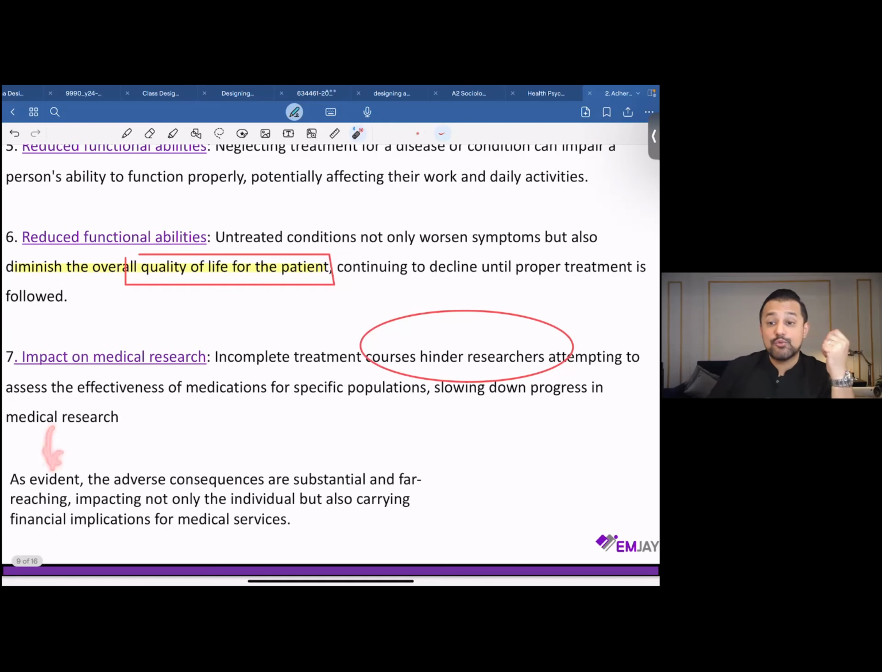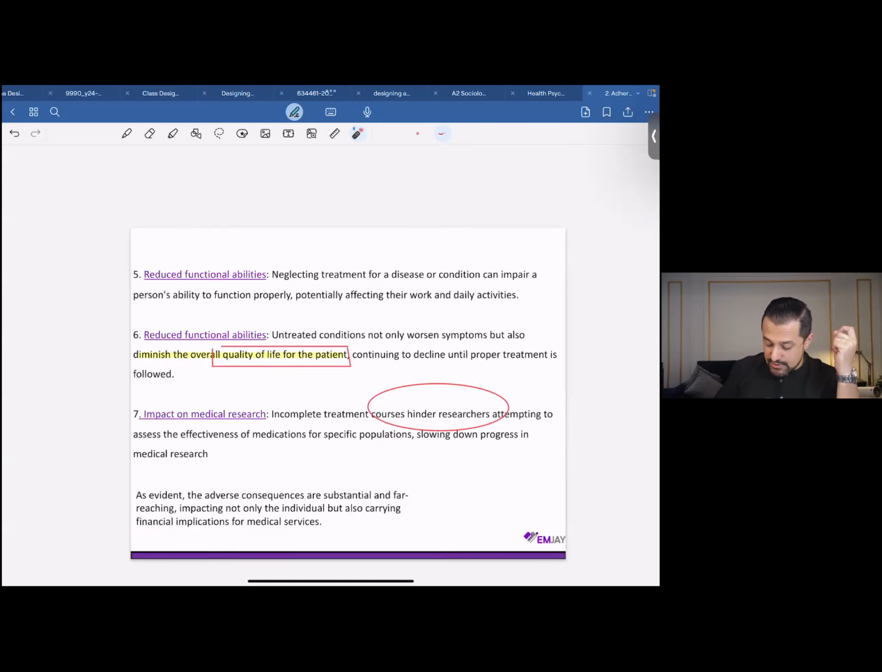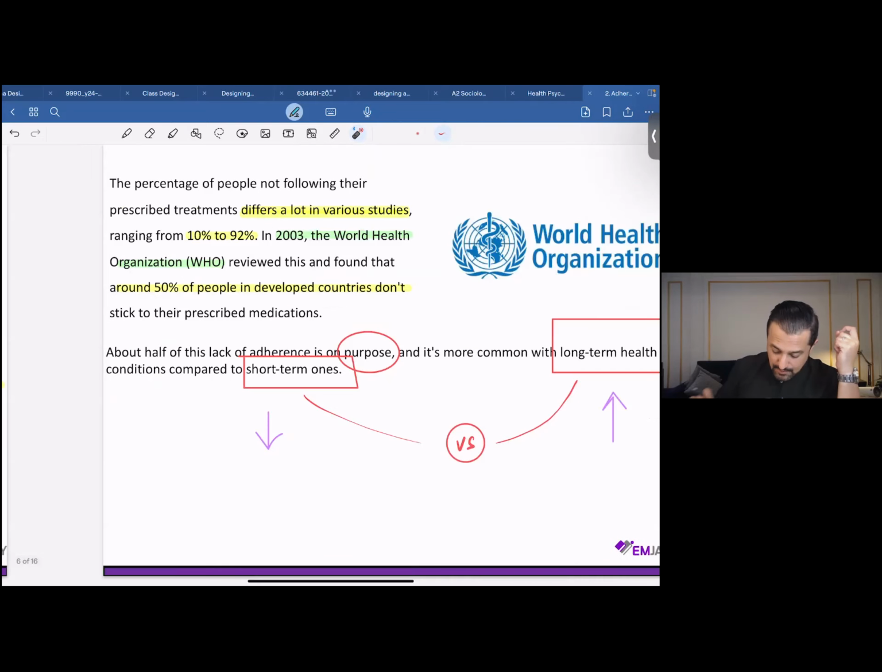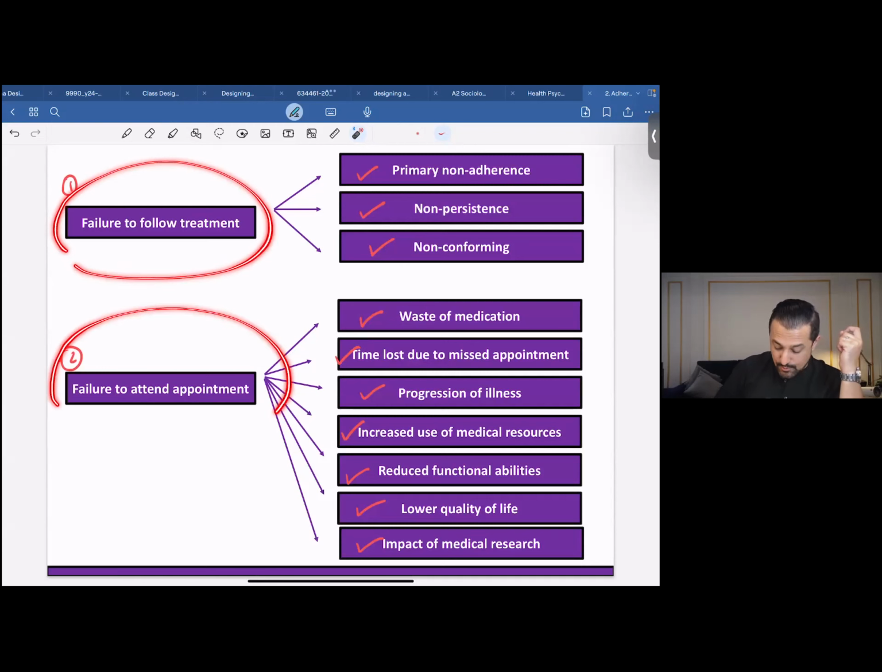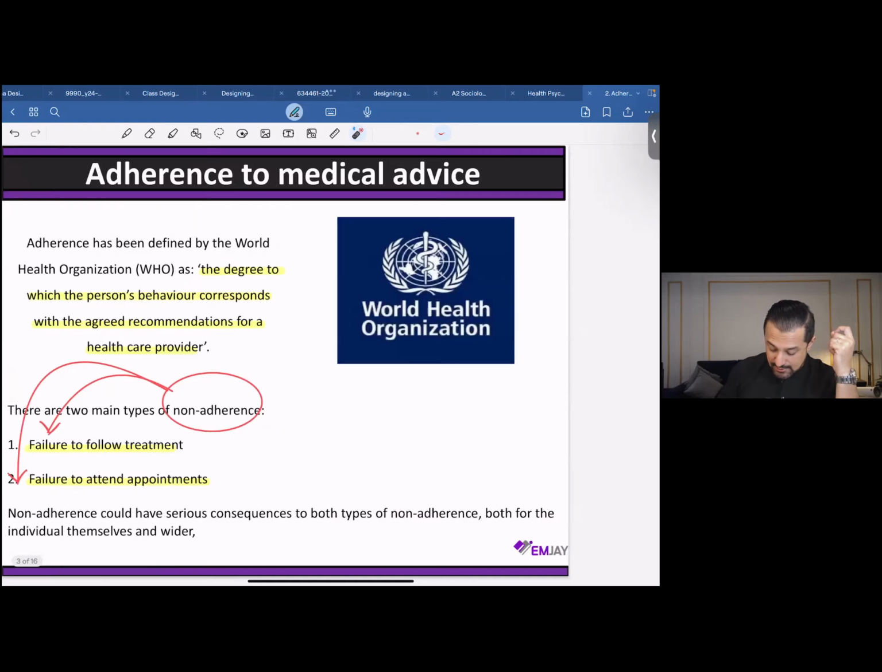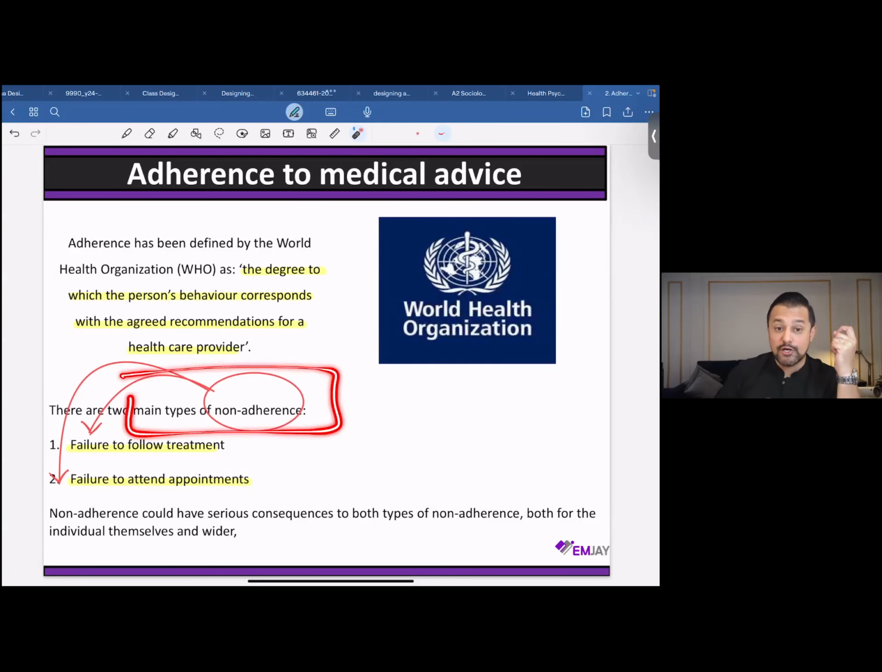As evident, the adverse consequences are substantial and far reaching, impacting not only the individual, but also carrying financial implications for the medical services. So we just spoke about failure to follow treatment, and we spoke about failure to attend appointments, and both of these are different types of non-adherence.